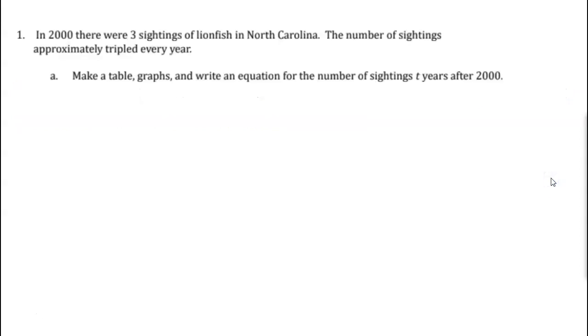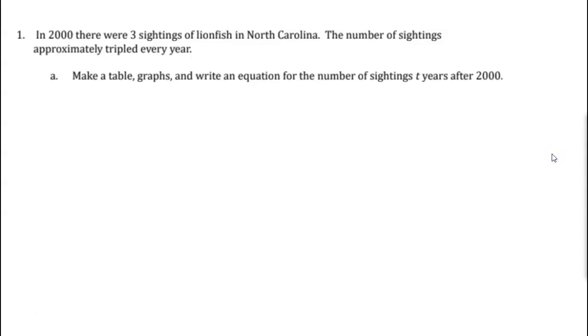In 2000, there were 3 sightings of lionfish in North Carolina. The number of sightings approximately tripled every year. Make a table, graphs, and write an equation for the number of sightings t years after 2000. So first we want to try and make all of our multiple representations.